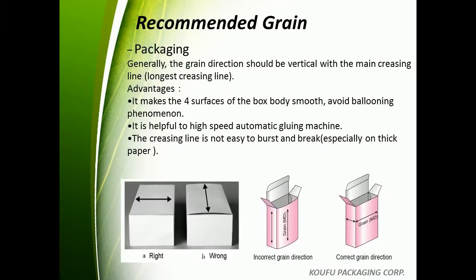Packaging. Generally, the grain direction should be vertical with the main creasing line or the longest creasing line. Advantages. It makes the four surfaces of the box body smooth, avoiding the ballooning phenomenon. It is helpful to high-speed automatic gluing machines. The creasing line is not easy to burst and break, especially on thick paper.